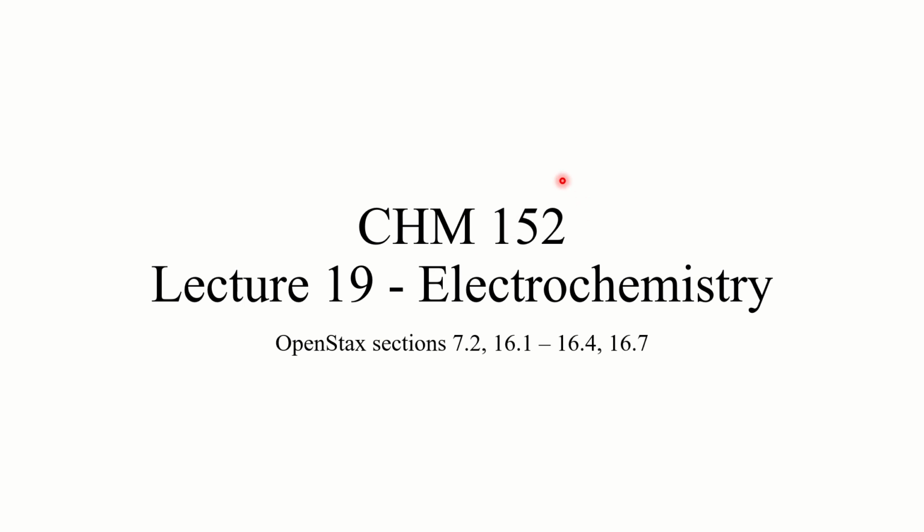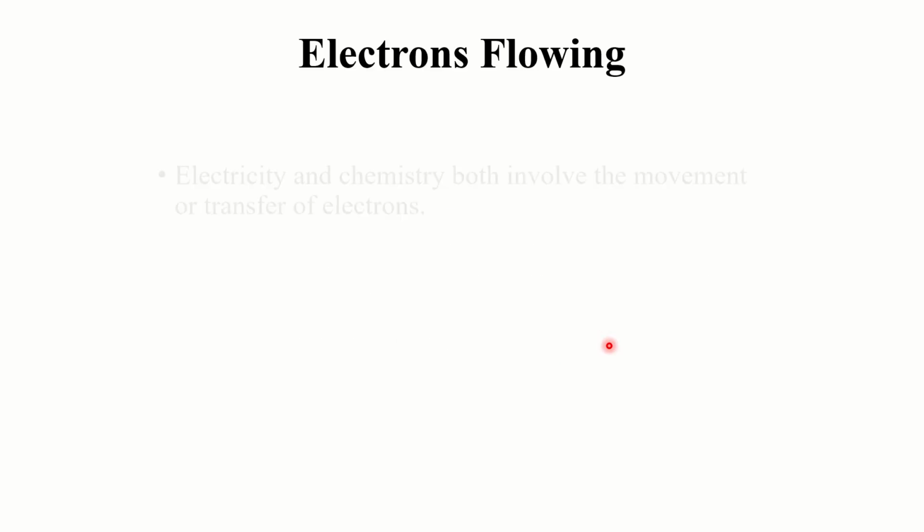Hello everyone and welcome. This is General Chemistry 2, lecture number 19 on electrochemistry. This is the first lecture of Unit 4, the final unit in General Chemistry 2. This lecture covers a little bit of OpenStack section 7.2, which is a bit of Gen Chem 1 review, but you'll primarily find this material in sections 16.1 through 16.4 and 16.7.